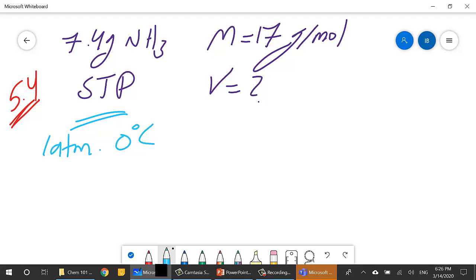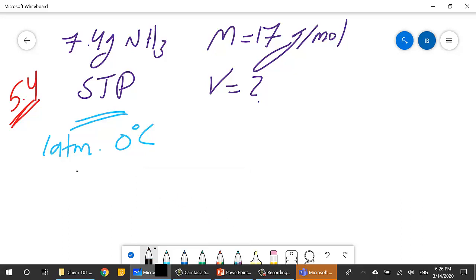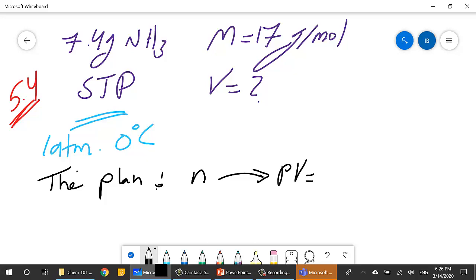So again, to calculate the volume out of this information, you can apply the PV equals nRT, but you will find out the number of moles is missing. So the plan here is to calculate the number of moles and to go from number of moles into the PV equals nRT equation to find the volume. So if we know the number of moles, T is given, R is always given. We have the pressure, do we? Yeah, the 1 atmosphere. So we can calculate the volume. So let's proceed.